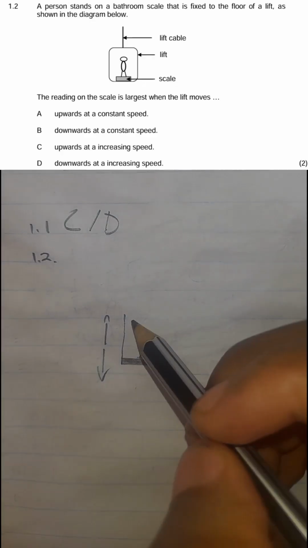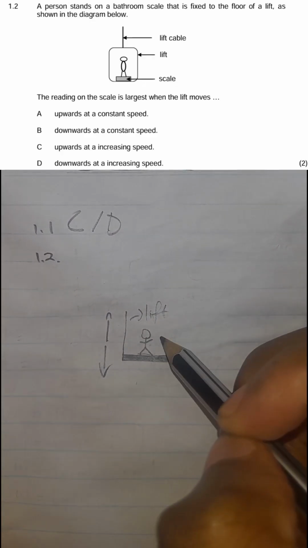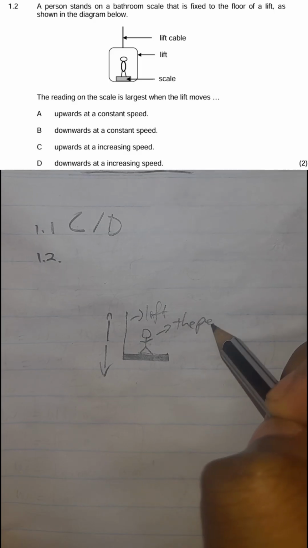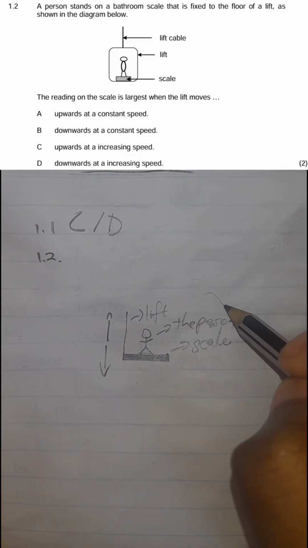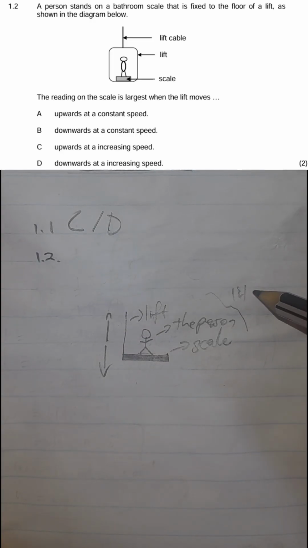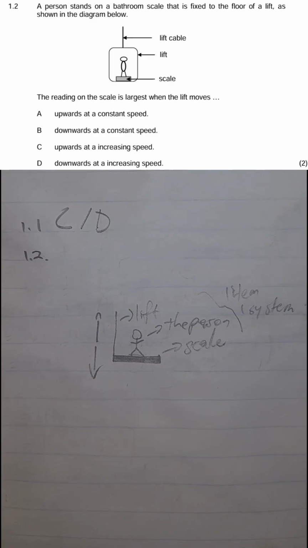Keep in mind that the lift, the person, and the scale are one item. So this is one item. It's one system. I'm going to consider them a single system. I hope that you understand that, right?